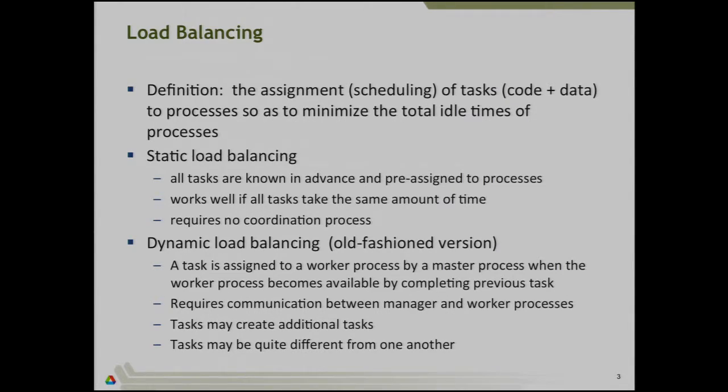Then there is dynamic load balancing, which is a very old idea, and I'm going to talk first about the old-fashioned version, in which tasks get assigned to worker processes by some master process or manager process. This used to be called master-slave programs. Now they're called manager-worker programs. When a worker process becomes available, it asks for more work, and the master gives it to him. So we communicate between the manager and the worker processes. Tasks might be able to create more tasks, and the tasks might be quite different from one another.